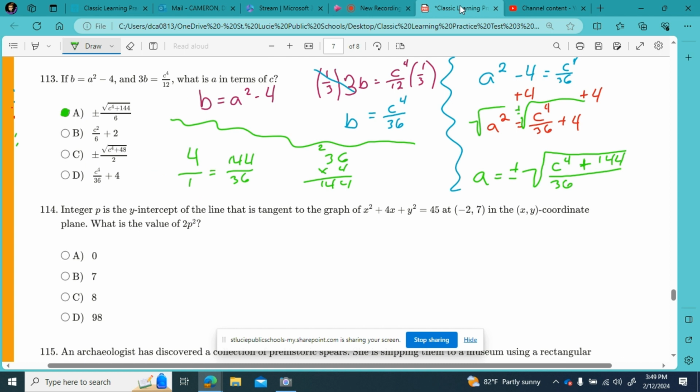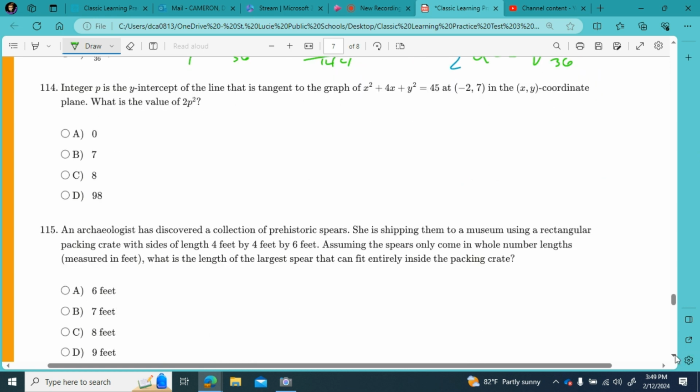Okay, and next we have question number 114. It says, integer p is the y-intercept of the line that is tangent to the graph of x squared plus 4x plus y squared equals 45 at -2, 7 in the xy coordinate plane. What is the value of 2p squared?